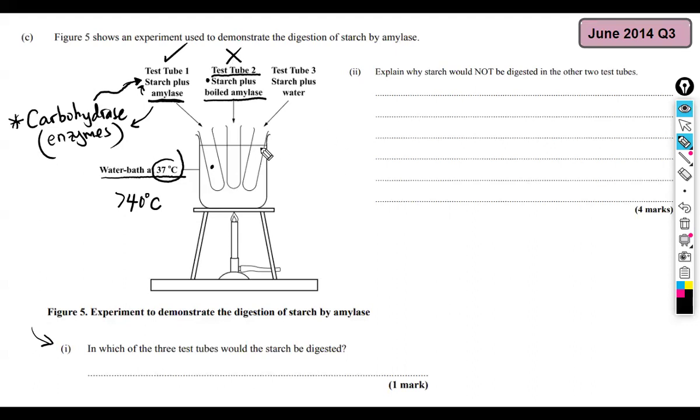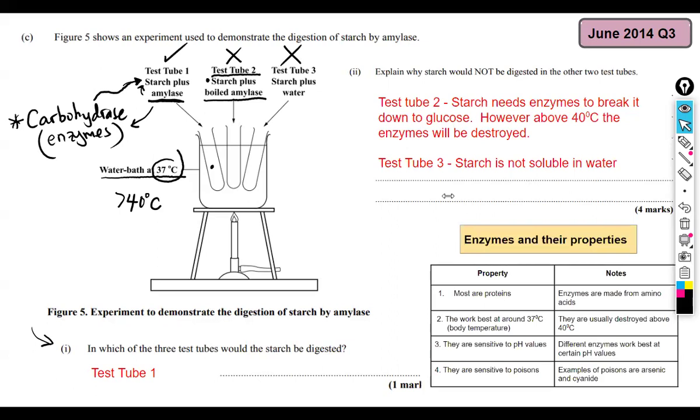And in the third test tube, they just put the starch in the water with no carbohydrase, with no amylase in it. Water cannot break down starch on its own. It needs the amylase in order to do that. So the starch will not be broken down in test tube 3. So the answer for this one is test tube 1, obviously. And here's my explanation why. It's the same thing that I just said. I just put it in worded form.